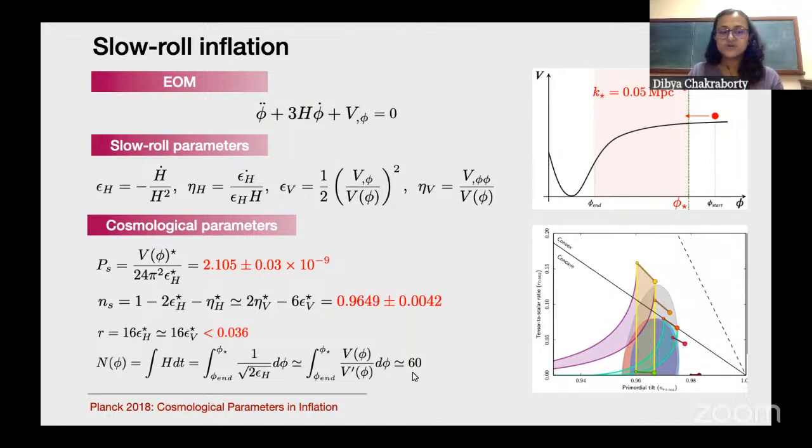And this 60, there is one catch. The total amount of inflation can be anything, but from this phi star, from this k star equal to 0.05 megaparsec inverse, till the end of inflation, when the slow-roll parameter becomes 1, that value of N should be 60. The phi star could be anywhere. So you need a minimum of 60 e-folds of inflation. The total amount of inflation can be anything.